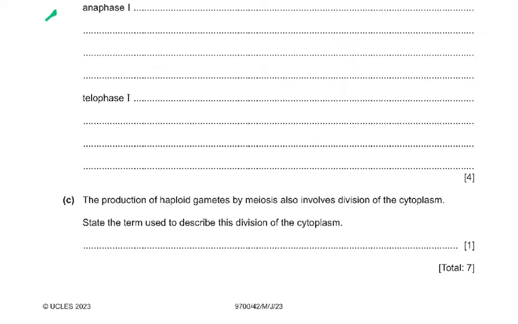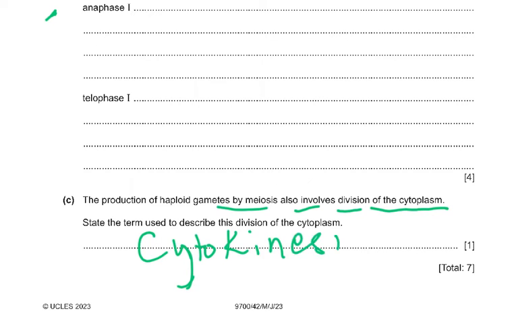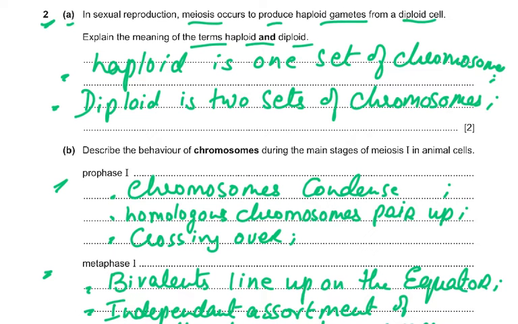Then the production of haploid gametes by meiosis also involves division of the cytoplasm. State the term used for this: cytokinesis. So the cytoplasm divides into two, which is called cytokinesis. As you can see now, how do you write it? The wordings have to be very correct. Haploid is one set of chromosomes and diploid is two complete sets of chromosomes.